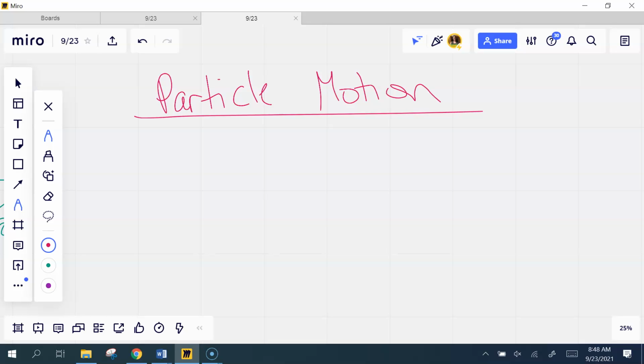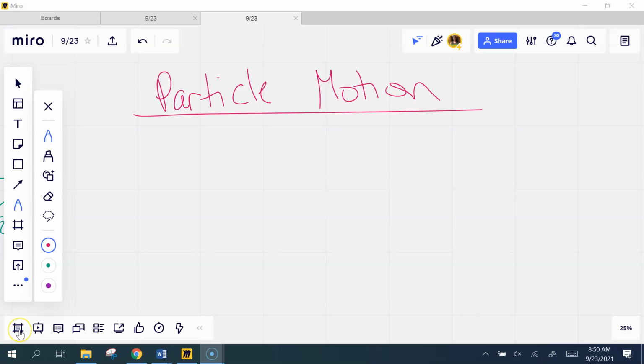Particle motion. What's happening here? Did y'all take physics? Yeah. But like, oh, no. I took AP Chem. That's the only thing we learned.